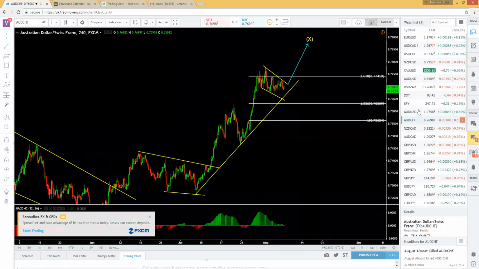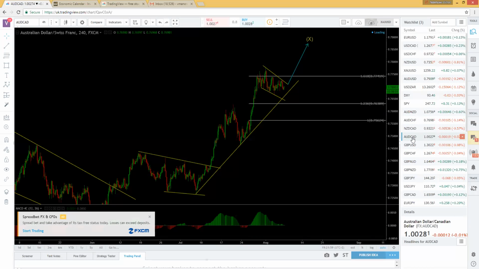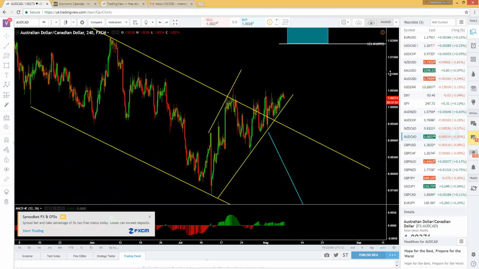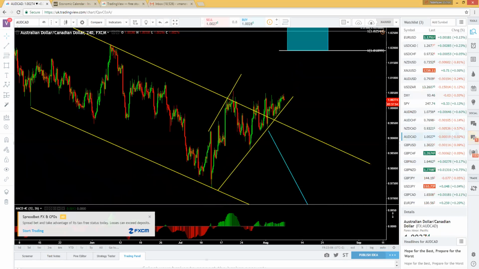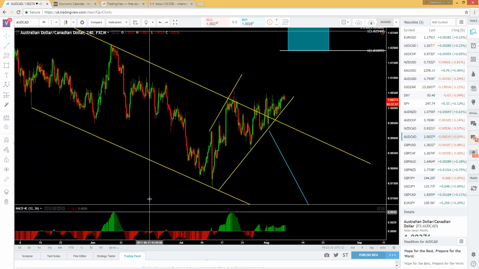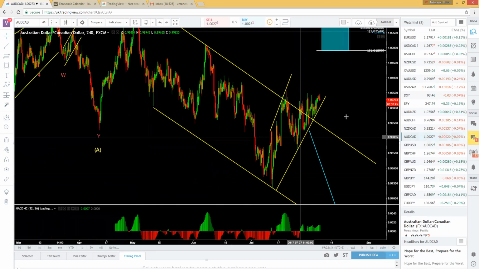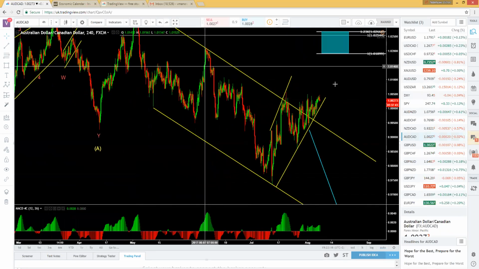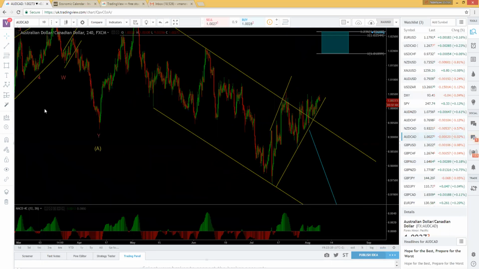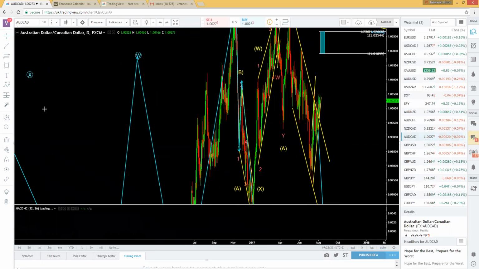Yeah. That's Audi Chief. Let's look at Audi CAD. So Audi CAD has got a strong divergence. I'm anticipating a move down. You can see now all the Audi pairs, we're anticipating them to reverse in the near term. Let me go up to the higher time frame on this one, just to see why we are looking at it the way we are.